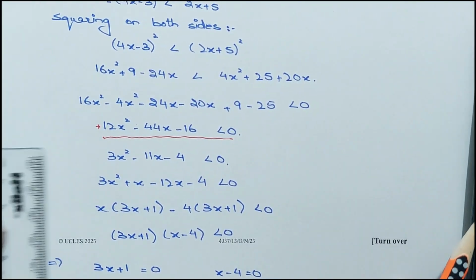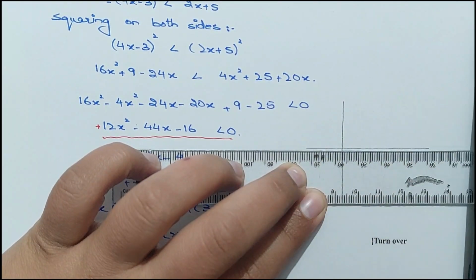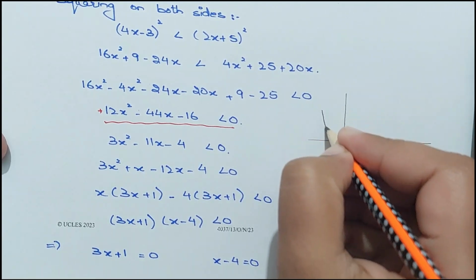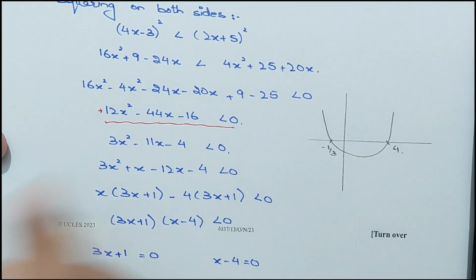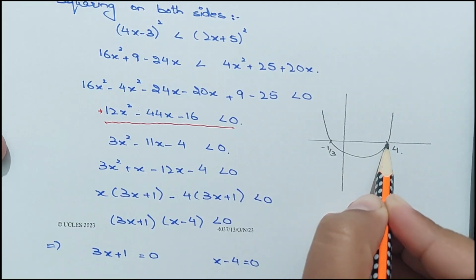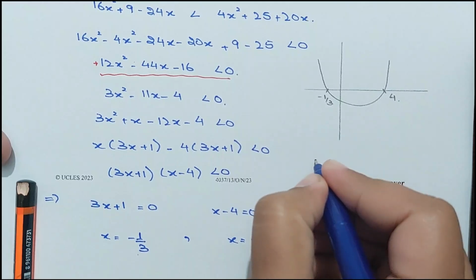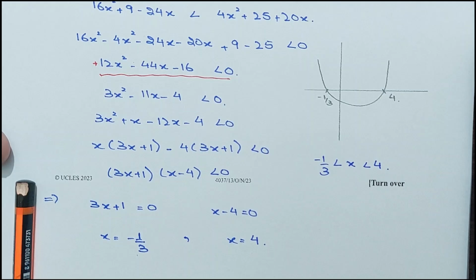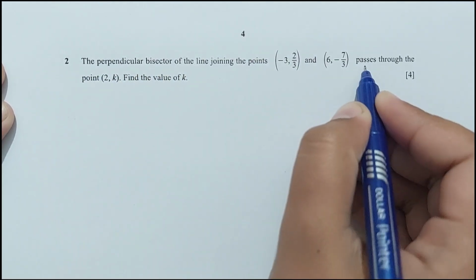Okay, so let me visualize the situation. The opening of the parabola should be upward, and we have two zeros, minus 1 by 3 and positive 4. So this is minus 1 by 3 and this is equal to 4, right? Now we have to check the solution when this is less than 0. It's negative between negative 1 by 3 and positive 4. The inequality is satisfied. So we can say the solution is minus 1 by 3 is less than x is less than 4, right?